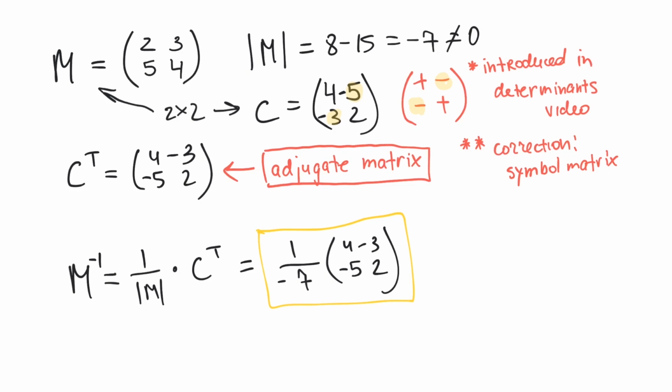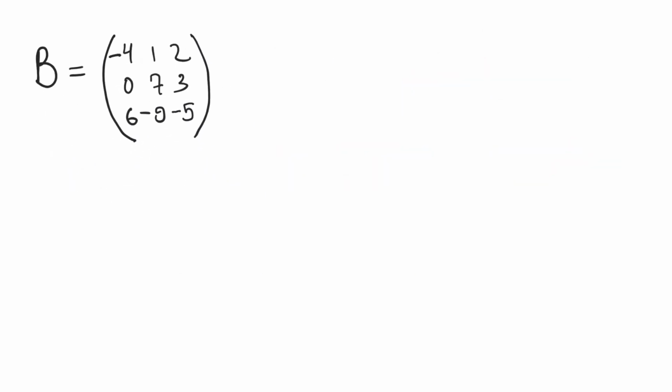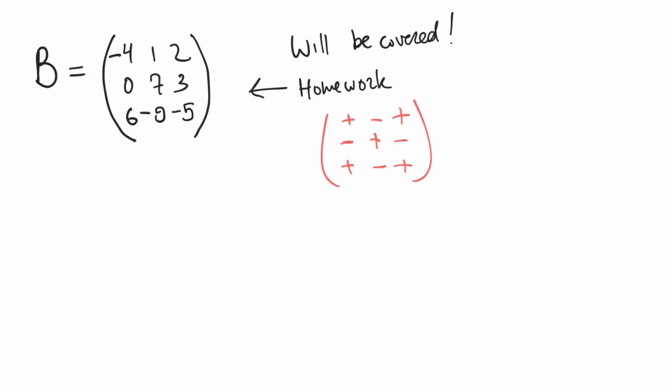And for your homework, I want you to try and figure out the inverse of this 3x3 matrix, which we will cover in a separate video. So we will provide a solution for that. Just remember to keep in mind the chessboard symbol matrix when you're finding the coefficient matrix. And I say everything else should be quite straightforward. Just follow this example, and good luck.